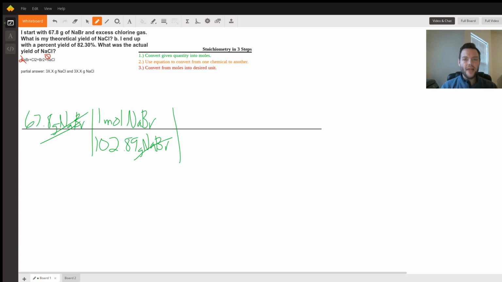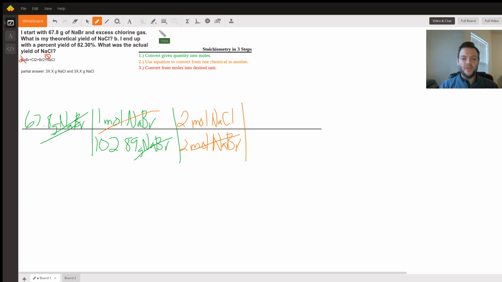Step 2, now that we have it in moles, we can use our balanced chemical equation to convert from sodium bromide, the unit we have, to sodium chloride, the unit we want. According to our equation, there are 2 moles of sodium bromide for every 2 moles of sodium chloride. Again, we cross off what we can, and in this case, that's the word moles and sodium bromide.